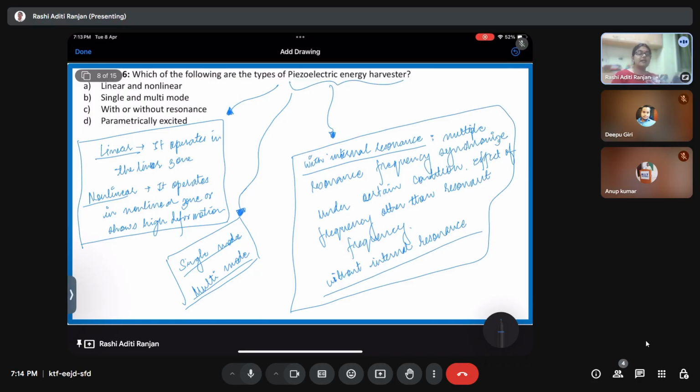Then we have a fourth category as well, which is on the basis of excitation. See, there is a piezoelectric energy harvester. So definitely there is going to be some kind of excitation. Because of that excitation only, we are able to produce the energy, right? We are going to harvest the energy. So on the basis of excitation, it could be parametric, direct, random, or simultaneous.